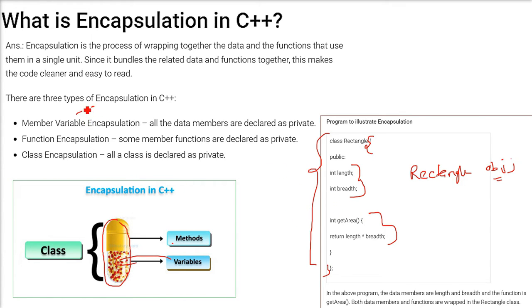So there are three types of encapsulation: member variable encapsulation, function encapsulation, and class encapsulation. Member variable encapsulation means all the data members are declared as private. This is member variable encapsulation. Function encapsulation means some member functions are declared as private, and class encapsulation means the whole class is itself declared as private.